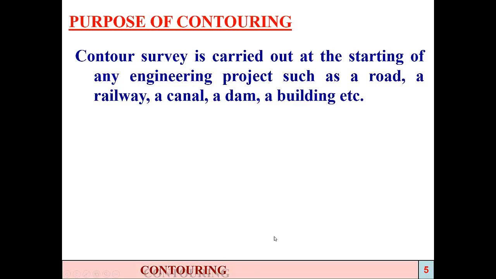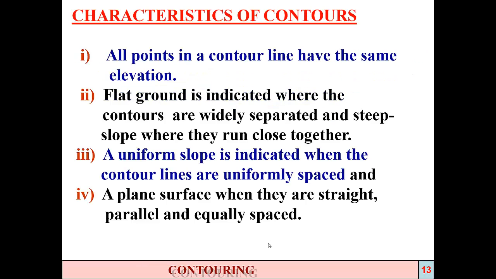Contour survey is carried out at a starting point that is usually a benchmark of some kind. It could be a road, canal, dam. Keep in mind a few basic points about surveying when you're doing contour maps. All points on a contour line have the same elevation. The flat ground is indicated where there are no contour lines, or they're widely spaced at that point. The steeper areas are where the lines are closer together. A uniform slope is indicated when the contour lines are uniformly spaced.